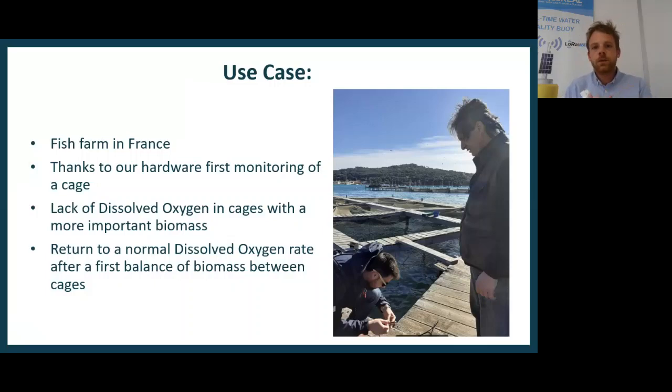And to finish, I would like to present to you a quick use case of one client that used our products. It's a fish farm in France that was doing the monitoring manually once a day for the oxygen. Because of that, he couldn't get the daily seasonality of the oxygen. And after installing our devices, he noticed that in some tanks where the biomass is more important, he was having a lack of dissolved oxygen compared to other tanks. Thanks to that, he decided to balance the biomass between 2 or 3 kgs, I don't remember, sorry. And then the dissolved oxygen rate came back to the norm. So we were happy.